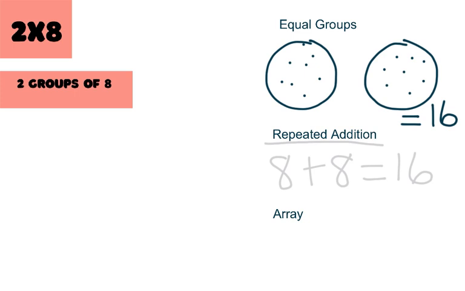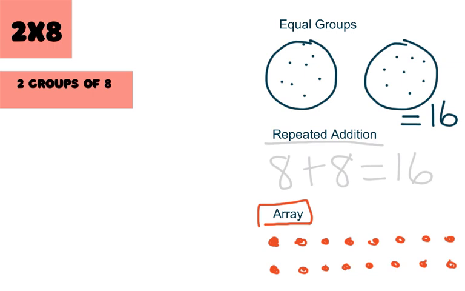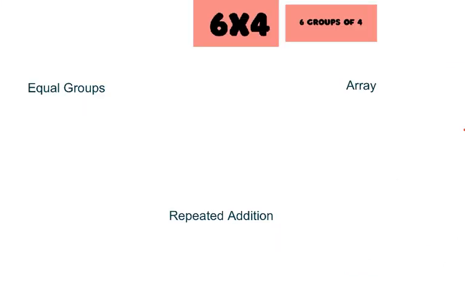Our last strategy is that array. So we have 2 groups, and we're going to make sure that in each of those groups, we have 8 objects. And when we are done with that array, we are simply going to count all of our dots, which also equals 16. We have our last example of 6 groups of 4, or 6 times 4.